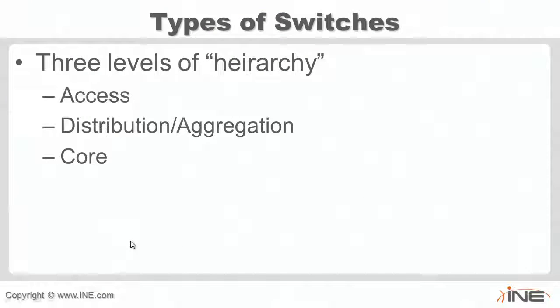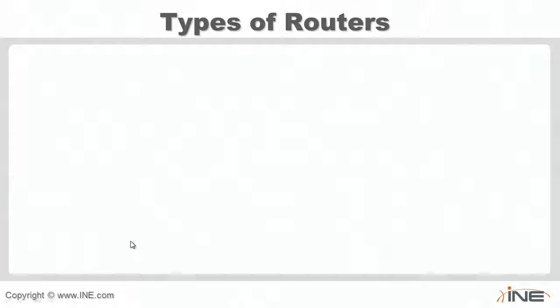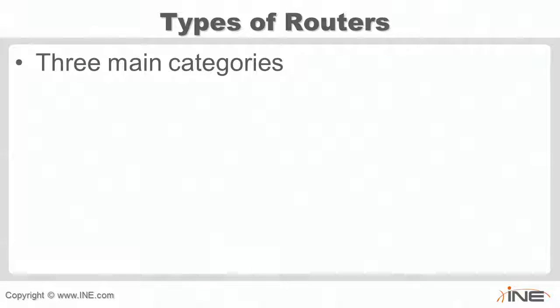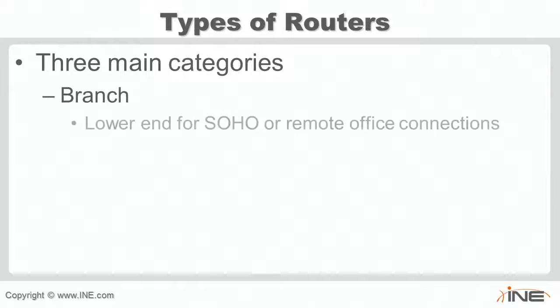Now, the same is going to be true of the routers. We can still put them into three main categories. Just the terminology is a little bit different, where they talk about the levels of the routers versus the switches. Typically the first one is considered the branch router, where this is going to be some sort of low-end router that could be connecting your remote offices, or it could be one that's at your house, for which they use the term SOHO, which is small office home office. Maybe this is what you have connected to your cable modem or to your DSL modem.